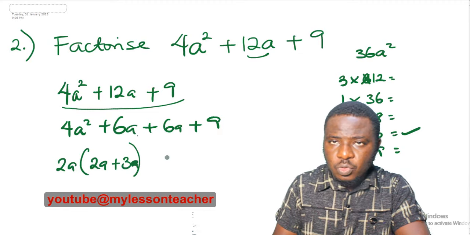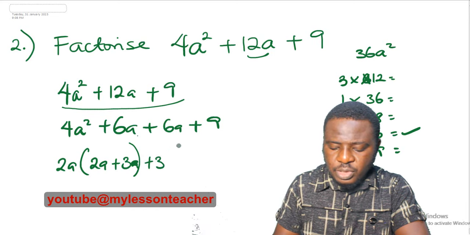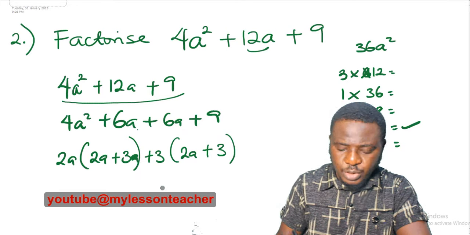Do the same to the next two terms. What is common? 3 is common. Just 3. So we have plus 3 into bracket. When you divide 6a by plus 3, you'll be left with 2a. And when you divide plus 9 by plus 3, you'll be left with plus 3. So factorize it further because it is now a two-term expression.